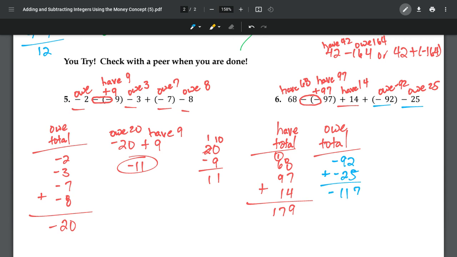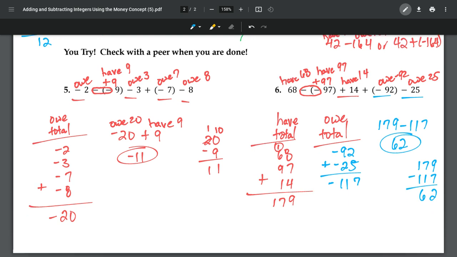But you're going to be okay because after you give me the $117, you still got a little money left over. So your answer is going to be positive. 179 minus 117. Okay. Yeah, you got $62 left. Okay, since it's yours left over, it's positive. All right. I hope you understand the money concept as far as adding and subtracting integers. And what I want you to do now is to practice, which I have uploaded. All right. Thank you.